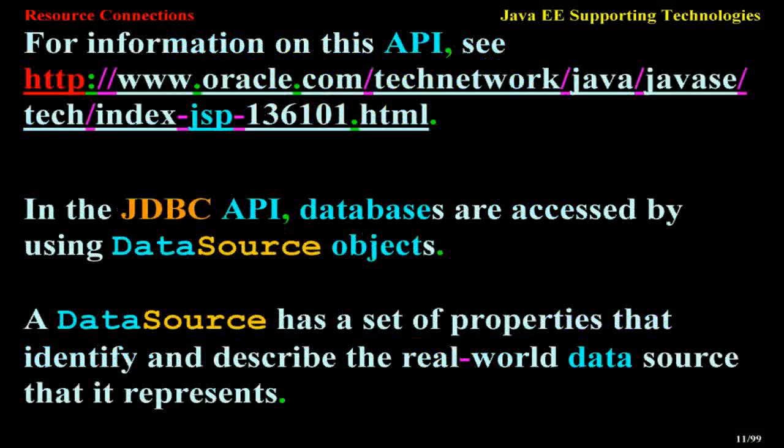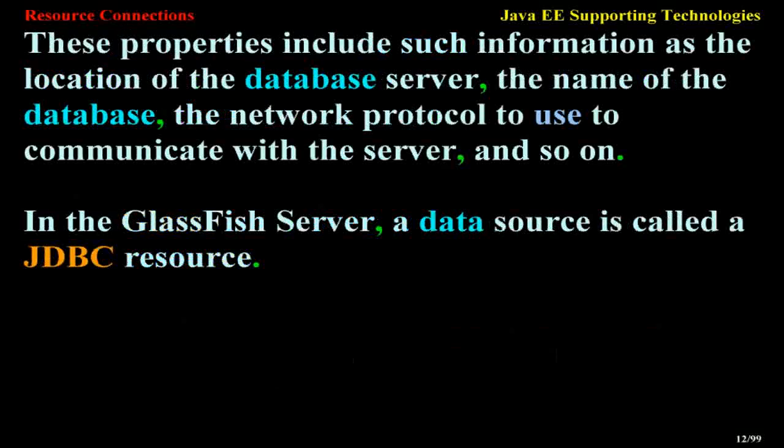In the JDBC API, databases are accessed by using data source objects. A data source has a set of properties that identify and describe the real-world data source that it represents. These properties include such information as the location of the database server, the name of the database, the network protocol to use to communicate with the server, and so on. In the GlassFish server, a data source is called a JDBC resource.